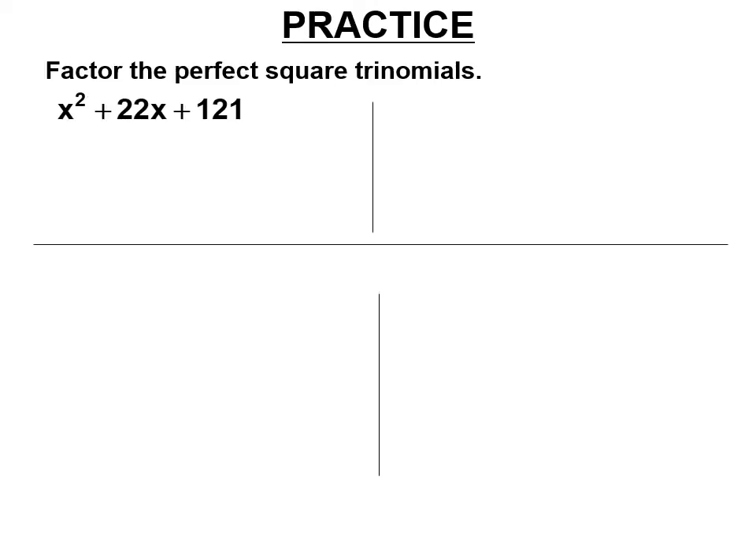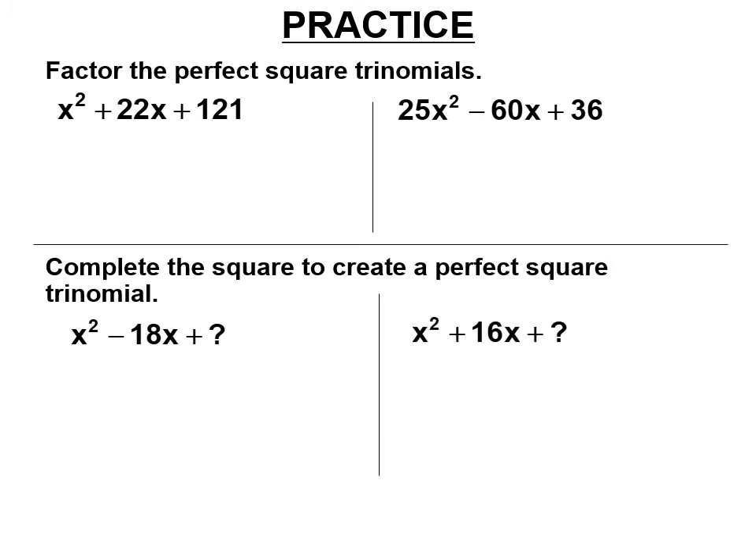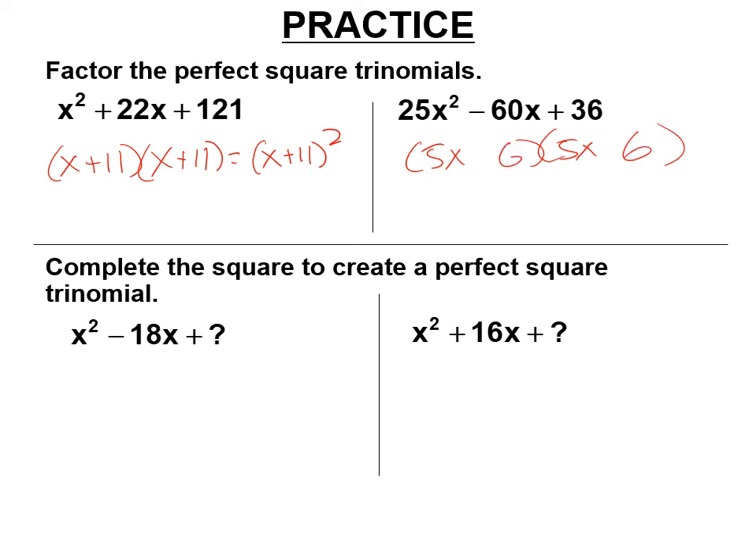All right, so let's practice. And again, on the homework, there are no prime ones on the front. On the back, I ask you about prime. Okay, so this is x plus 11 times x plus 11. These are all the special cases. Please write that as x plus 11 squared. This is 5x and 5x. And we have a 6 and a 6, and it's both minus. So it's 5x minus 6 squared.